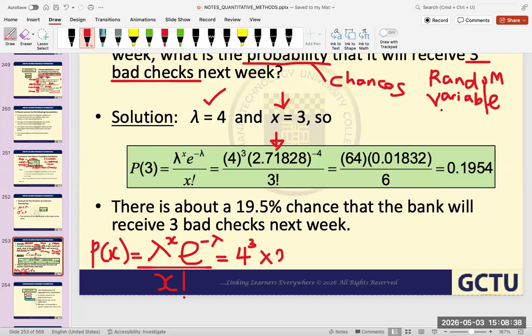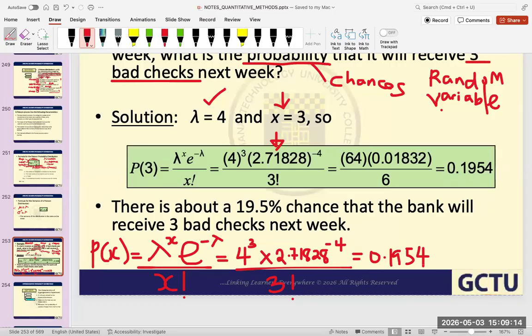So you have 2.71828 raised to the power negative 4, all divided by 3 factorial. When you press all this on your calculator, you end up getting 0.1954.